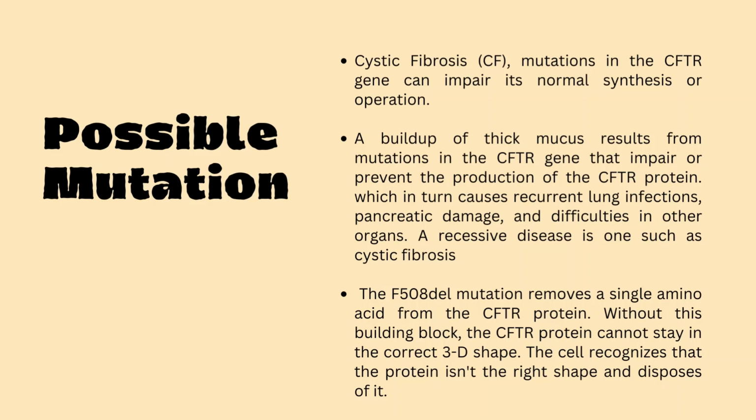The F508del mutation removes a single amino acid from the CFTR protein. So without this building block, the CFTR protein cannot stay in the correct 3D shape. So then the cell recognizes that the protein is not in the right shape and disposes of it.